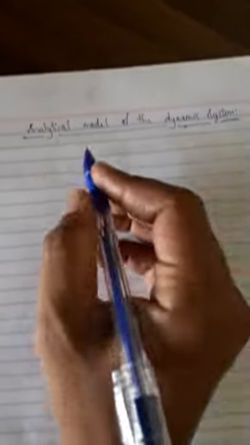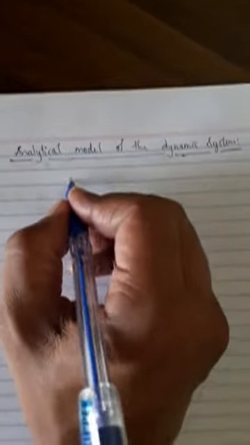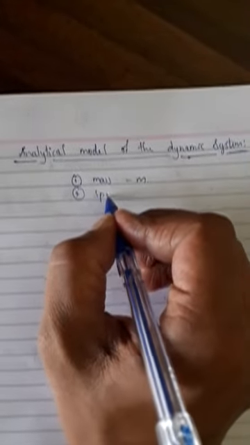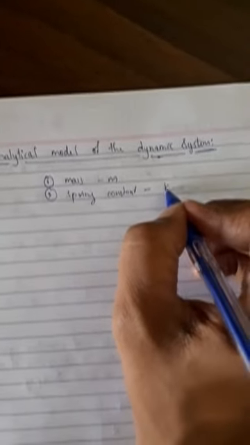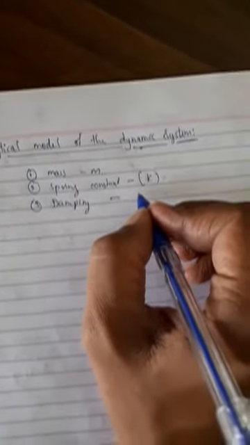Now to derive the equilibrium equation, we need to make an analytical model of the dynamic system, considering all the forces acting in it. In any analytical model of a dynamic system, 3 elements are very important. First element is mass, represented by m. Second is spring constant, represented by K. Third, damping, represented by C.